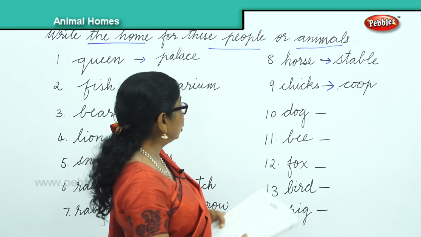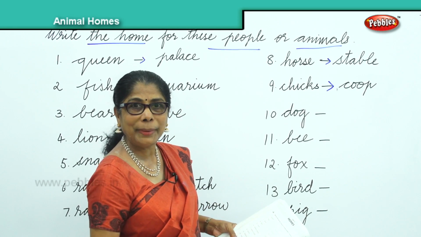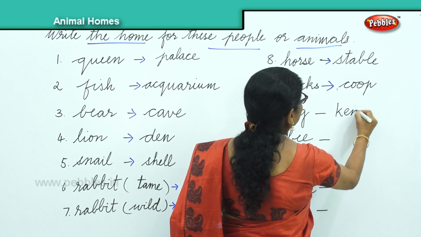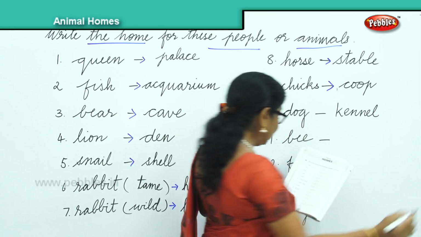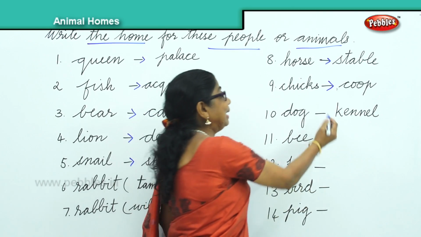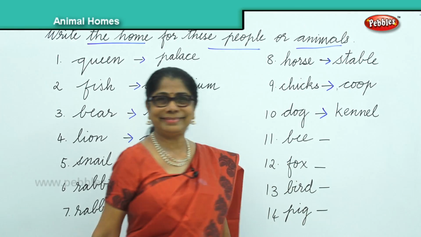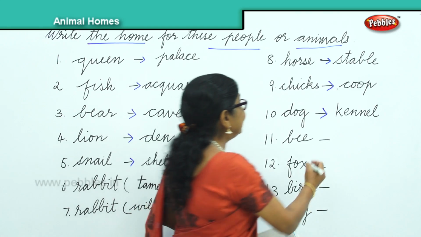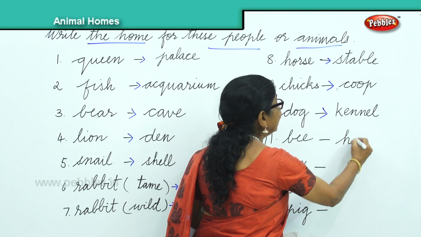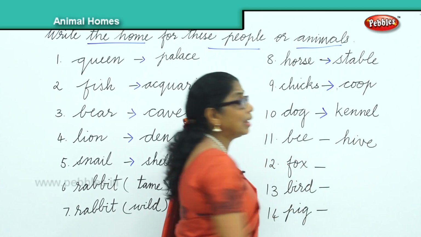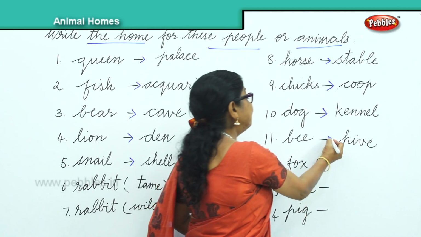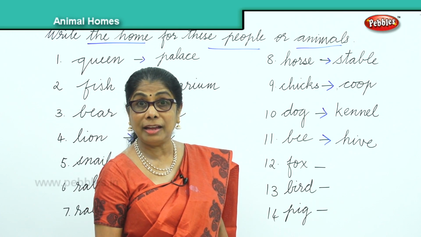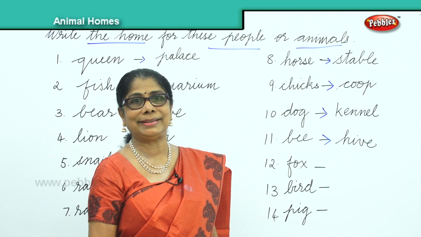Then we have dog. Where do you put the dog? Your pet dog in a kennel. Very good. Kennel. The dogs are put in a kennel. And then we have here bee. Where do you find the bee? They live in the hive. They make their own home and that hive is called beehive. Bees live high in a hive. They make their own nest.